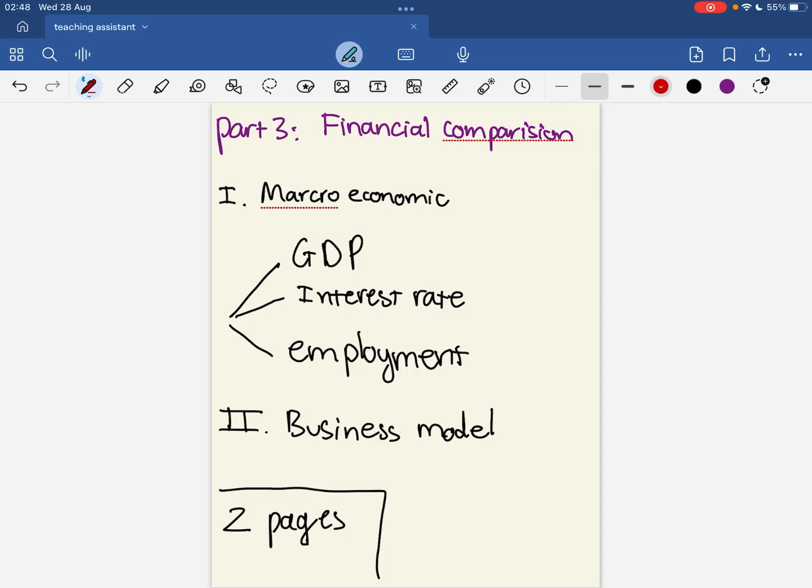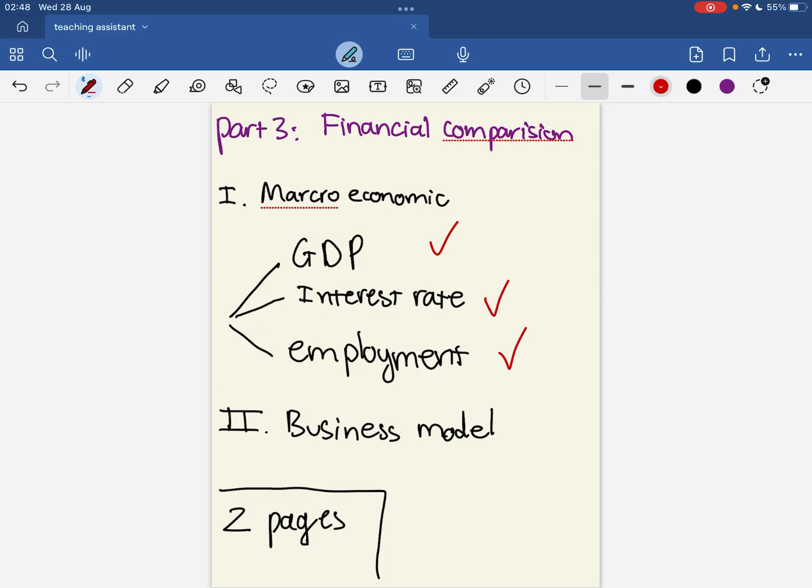What is the current state of the economy? Consider factors, for example, like interest rate, GDP, employment levels, GDP growth. How are these macroeconomic factors impacting the industry and the companies you are analyzing? For example, if interest rate is rising, it could increase the company's borrowing cost, which might affect their profitability.